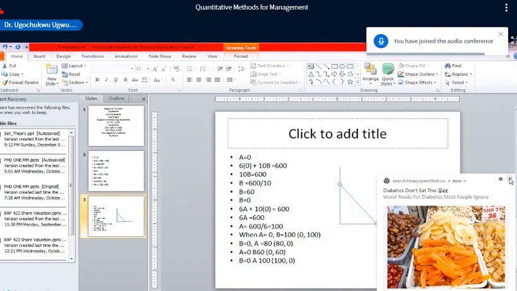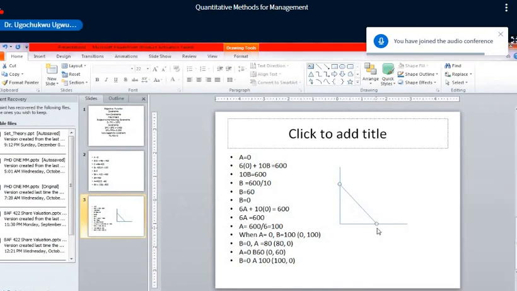So this is the point where A is 0, B is 100, and at the point where B is 0, A is 80. Now the second chart goes this way. At the point where A is 0, B is 60, and at the point where B is 0, A is 100. So you now have another graph that looks like this.